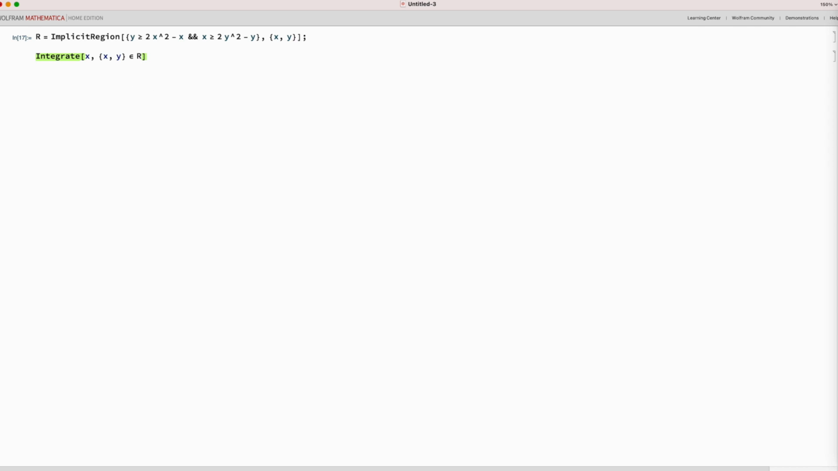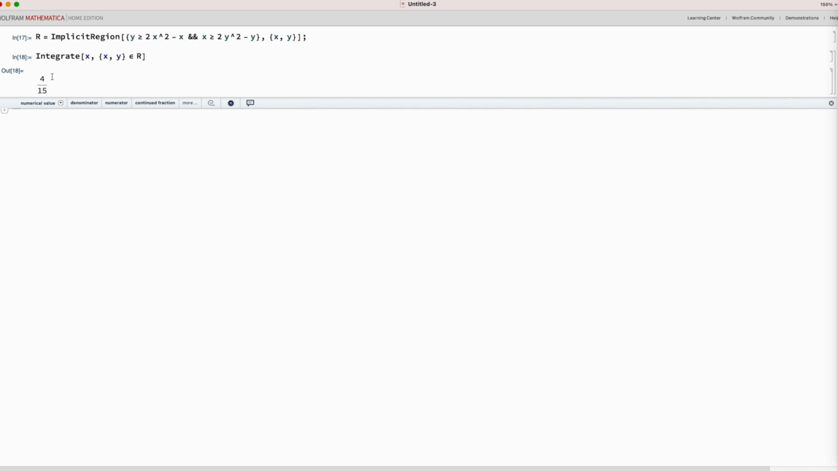So here my integrand is x, the domain of integration is R, and when you write x and y, it already tells Mathematica that this is a double integral. So then you Shift Enter and you immediately get the answer. So the answer we get, 4/15, is the correct answer.